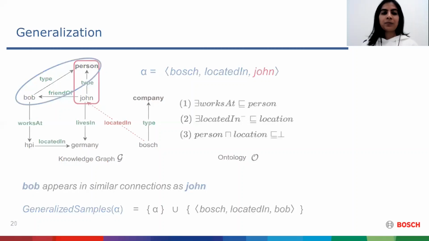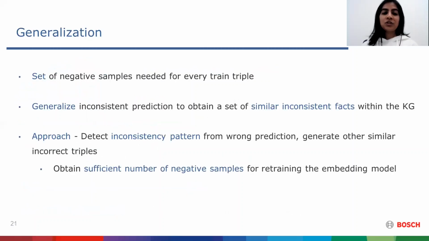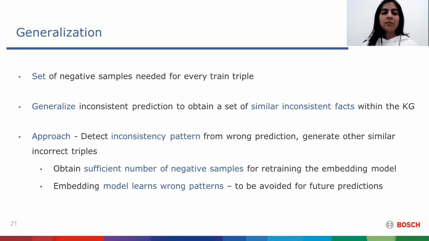The purpose of generalization is twofold. First of all, we are able to obtain this way a sufficient number of negative samples for retraining the embedding model. Also, this way, the embedding model learns the wrong patterns during the training phase, and thus it is able to avoid these same wrong predictions in future.